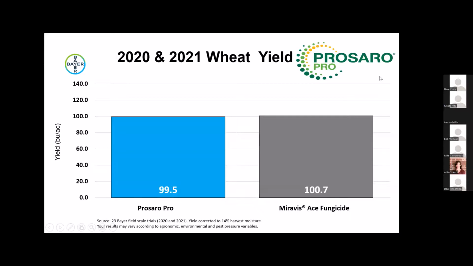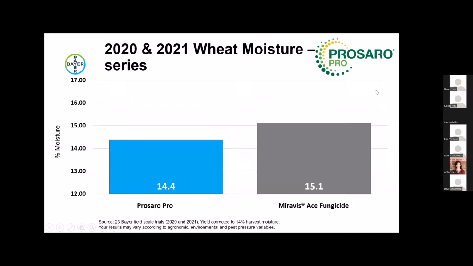This is 2 years of field scale trials. So it's 23 field scale sites across Ontario and Quebec that our agronomist team looked at. And you can see there basically no significant difference between the Bracero Pro compared to one of our key competitors in the market. About a bushel difference, but really no significant difference there.